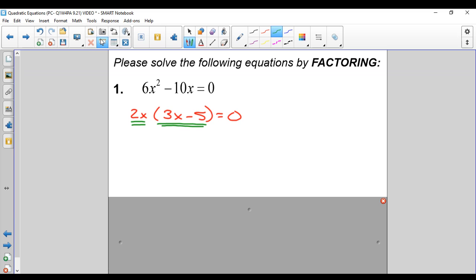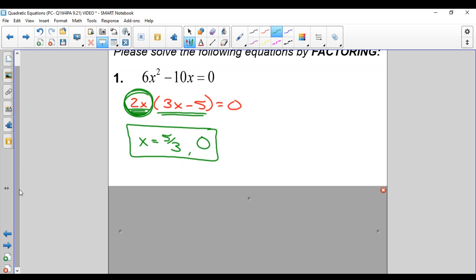I have two different parts here. The 3x minus 5 is what we talked about in the last slide. That gives us an answer of 5/3. Now, 2x. Get thrown off sometimes. 2 times what gets you 0? Well, 2 times 0 is just 0. Whenever you have just a solo variable, whether it's squared, cubed, to the 4th power, or just x, that answer is going to be 0. We're going to see that a few more times here.